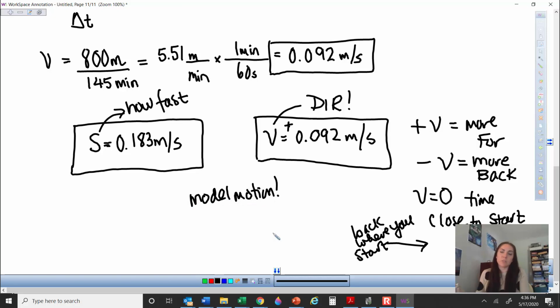Now, it depends on your situation which is better. For things like moving in your car, speed is better because your car goes in all different directions. We don't really need to look at where we're going because it ultimately changes. But direction is good for something like an airplane, because we need to know not only how fast, but where you're going. So how we model motion depends on the scenario.